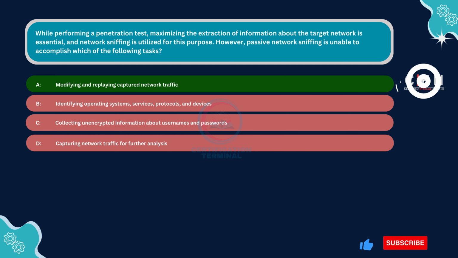Passive sniffing is a technique for monitoring network traffic without interfering with it. It can be a valuable tool for penetration testers to gather information about a target network. However, it has limitations. It cannot modify or manipulate captured data, which eliminates the ability to replay packets for attacks like session hijacking.